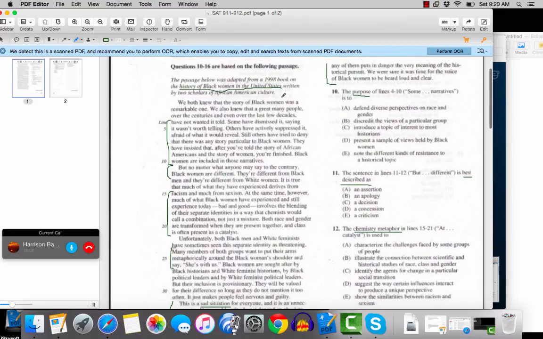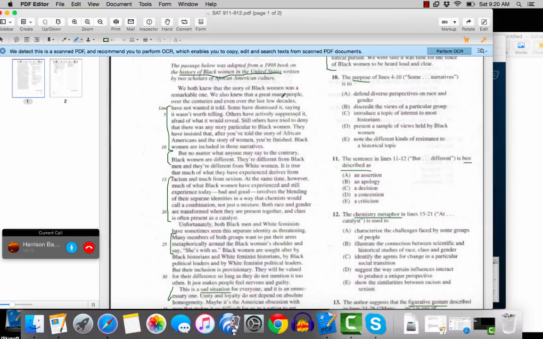Great. Now, let's say that my ADD has kicked in and I forgot what I'm looking for. What am I going to be looking for as I begin this passage? The purpose of lines 4 through 10. You got it. The reason we keep that question in mind every time we're reading is that it makes us goal focused, and it gives us something to focus back on if our mind wanders.